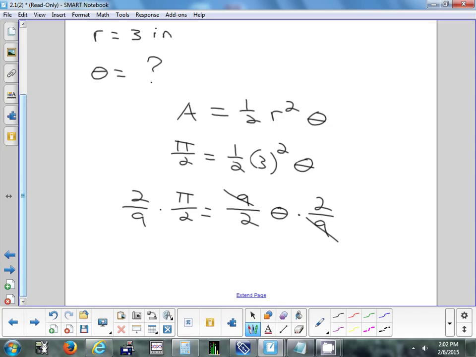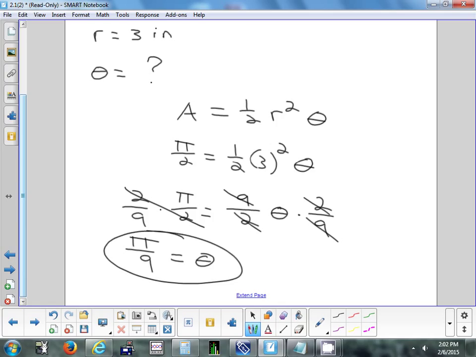So 9s cancel out, 2s cancel out. You're left with theta on the right-hand side. 2's also cancel out right there. You're left with pi over 9. Again, no need to put a label on that because it's in radians, and we don't have to write RAD. Okay? So there's example 7, the one we didn't get to.